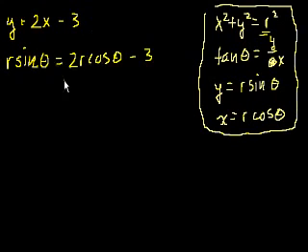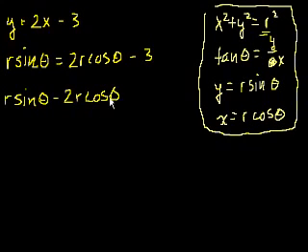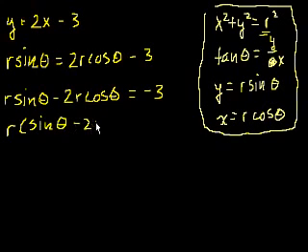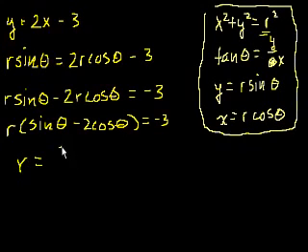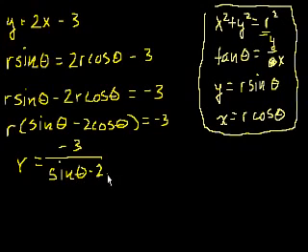And let's see if we could separate the r's and the theta. So let's subtract this from both sides. So we get r sine of theta minus 2r cosine of theta is equal to minus 3. Just like the last problem, we can factor an r out. So we get r times sine of theta minus 2 cosine of theta is equal to minus 3. Now divide both sides by this expression. So you're left with r is equal to minus 3 divided by sine of theta minus 2 cosine of theta. There you go. All right.